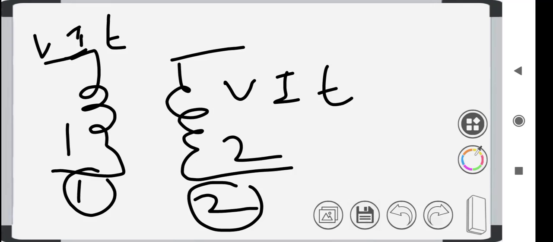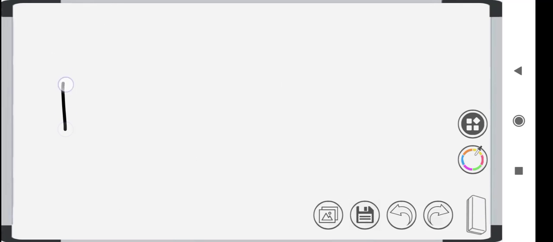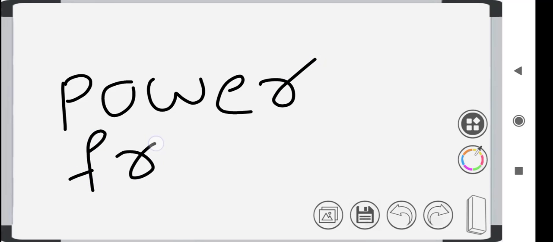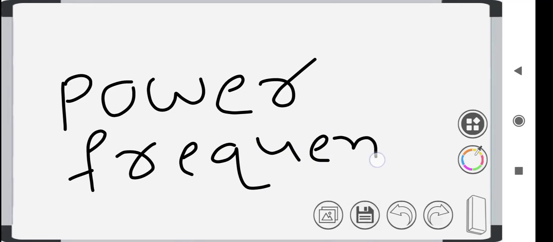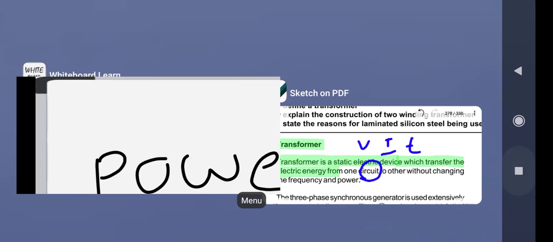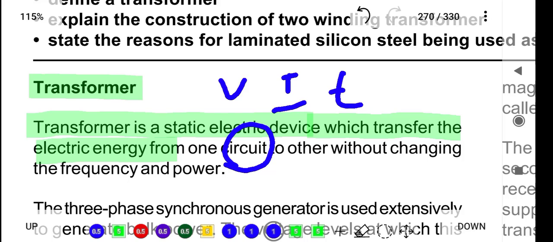Without changing power and frequency. This is very, very important. Power and frequency are important; without changing power and frequency, these two points are very, very important. So this completes the transformer definition.